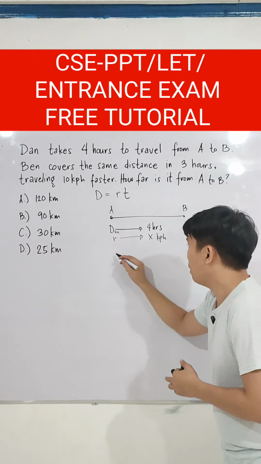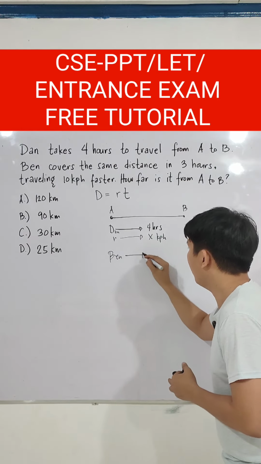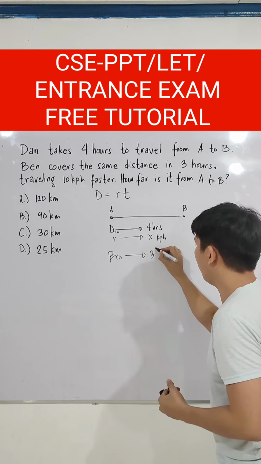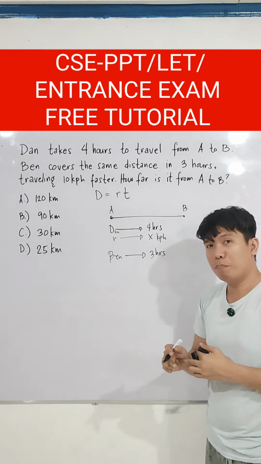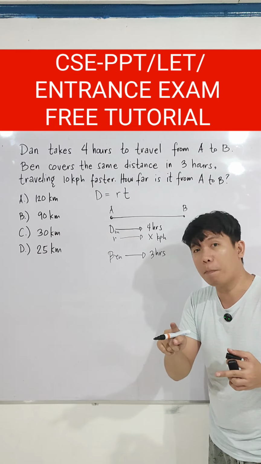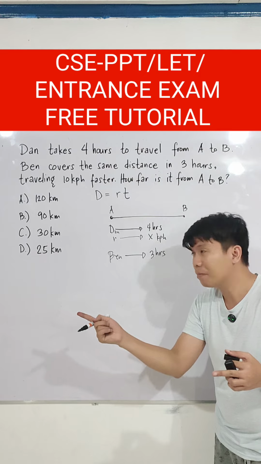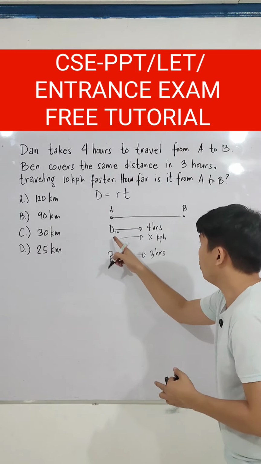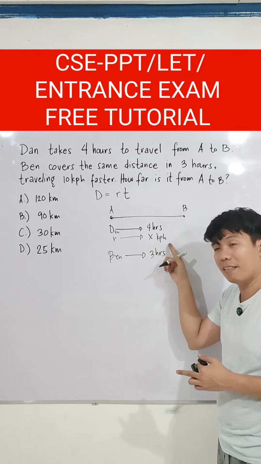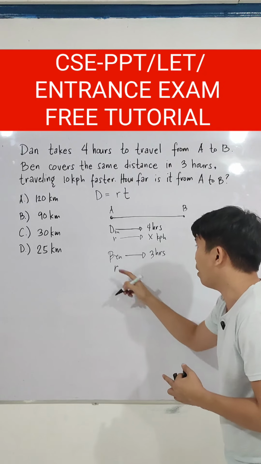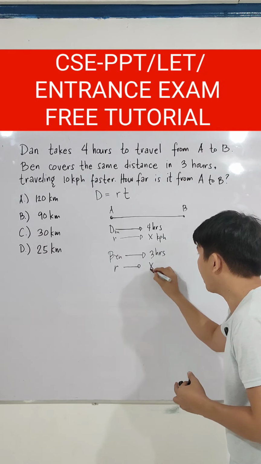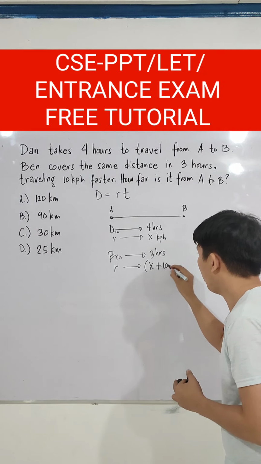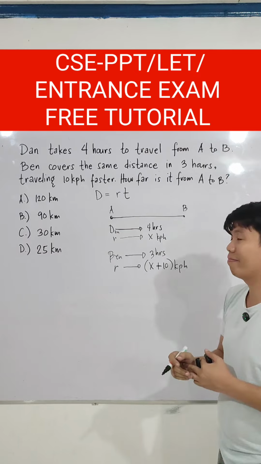On the other hand, Ben traveled the same distance in just 3 hours because he traveled 10 km per hour faster than Dan. So therefore, if Dan traveled x kilometers per hour, then the rate of Ben traveling was x plus 10 km per hour.